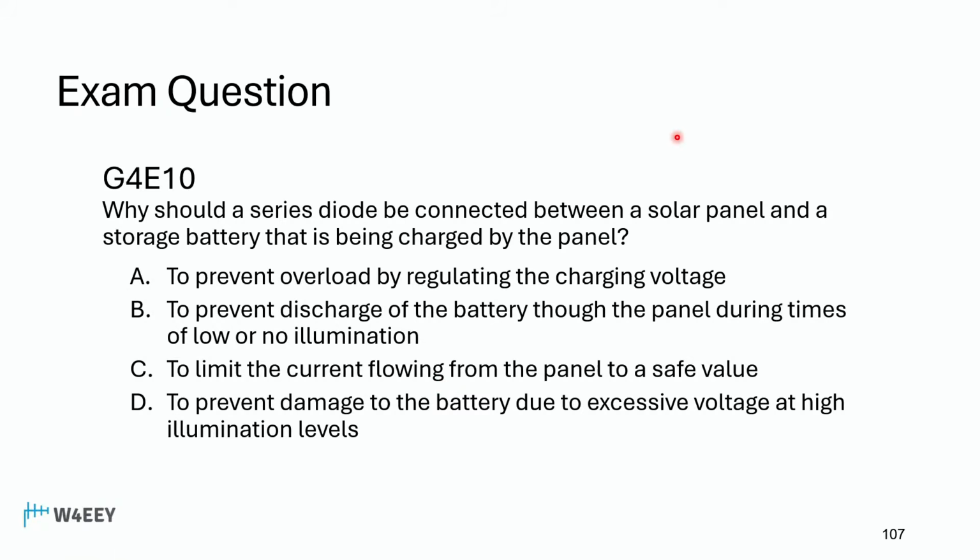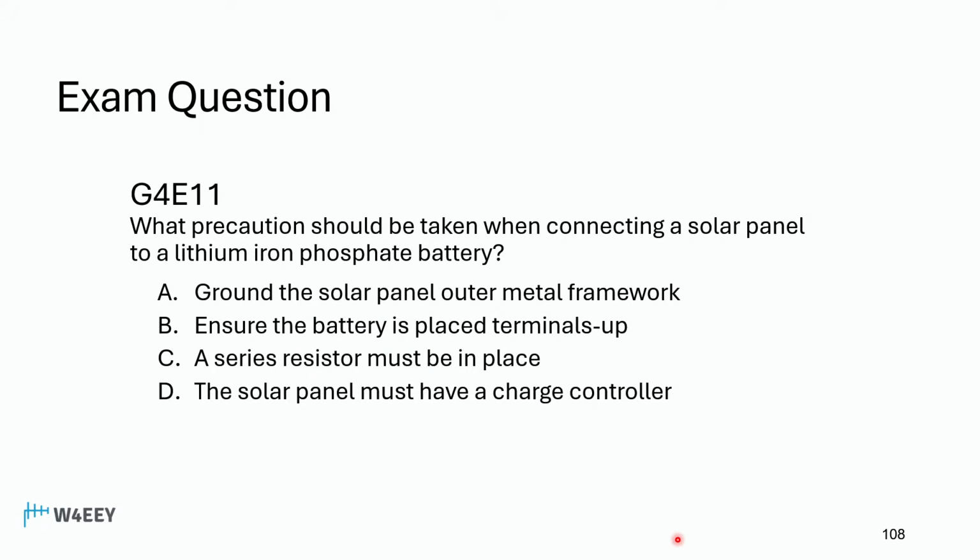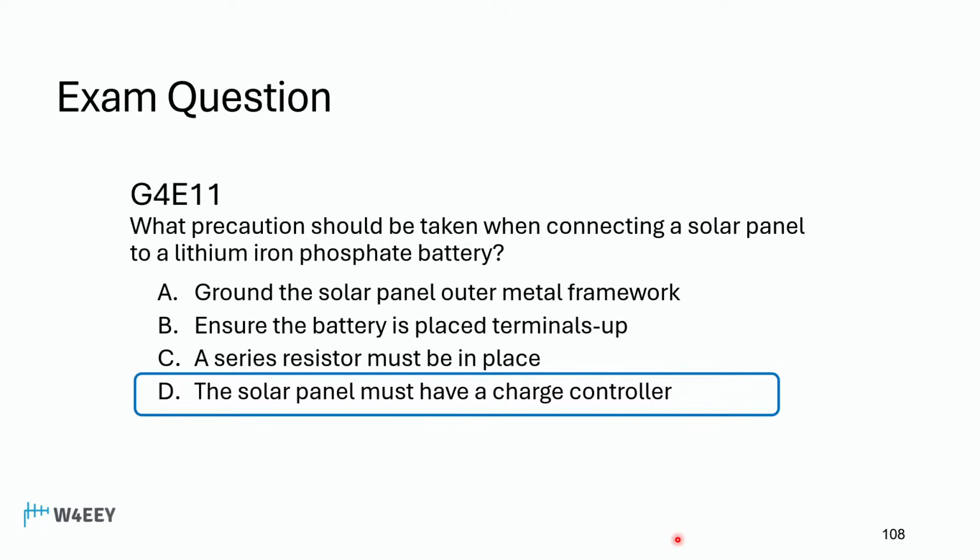Questions. Why should a series diode be connected between a solar panel and a storage battery that is being charged by the panel? Bravo. It is Bravo, to prevent discharge of the battery through the panel during times of low or no illumination. What precautions should be taken when connecting a solar panel to a lithium iron phosphate battery? Delta. Delta, yes. The solar panel must have a charge controller. That ensures that all of the cells are charging the way they should.